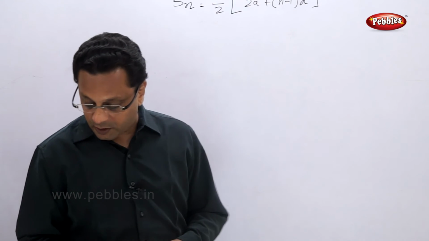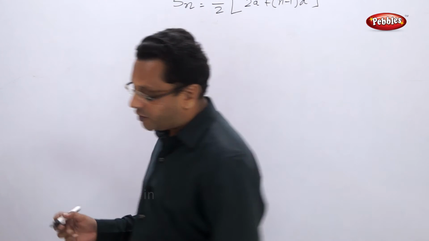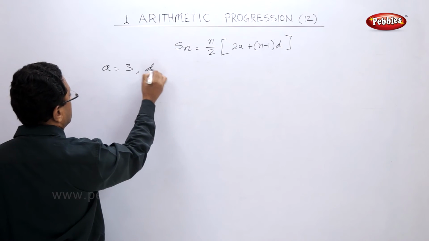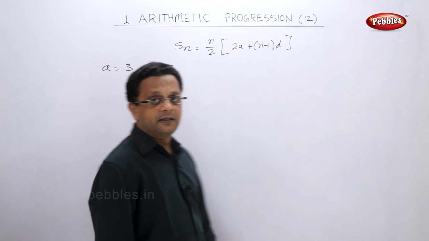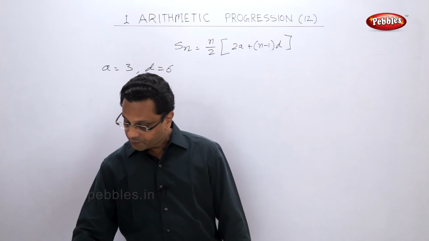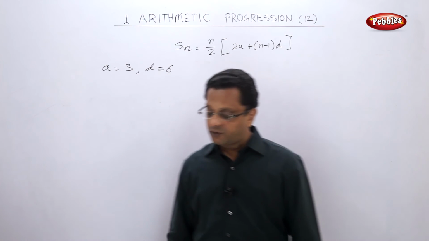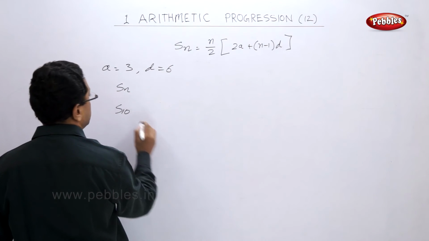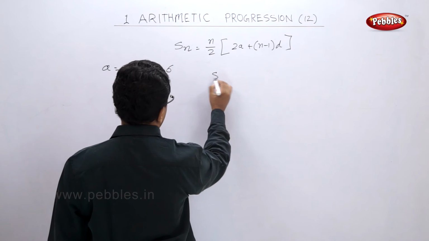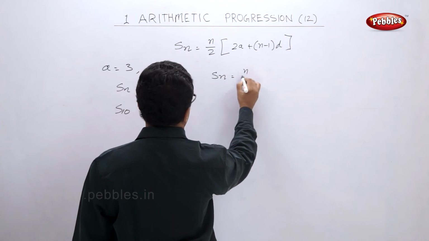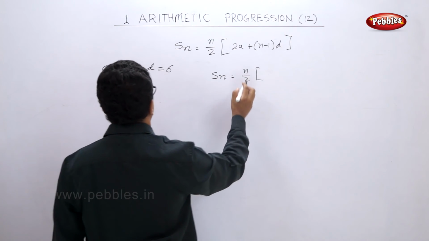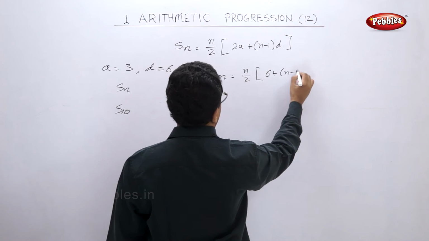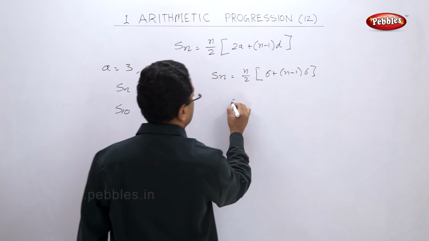Let us solve one more example. For an AP the first term is 3 and the common difference is 6. A is 3 and d is 6 is given. Find Sn and hence find S10. Finding Sn is very easy. Sn is equal to n by 2 into 2a, that is 6, plus n minus 1 into 6. So let us solve this.